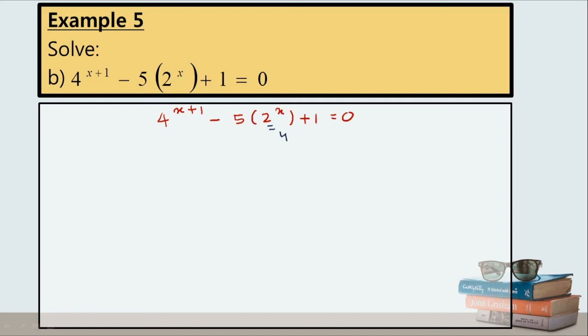Okay, but here we have base 4. So sama ke? Tak sama kan? So kita akan tukar 4 ni jadi base 2 juga. So how? Okay, 4 we can change it into 2 squared. So put in bracket, 2 squared to the power of x plus 1 minus 5 times 2 to the power of x plus 1 equal to 0.